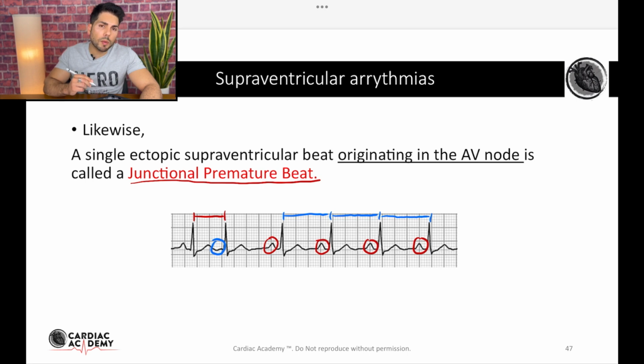So how can we tell these apart from a junctional escape rhythm or escape beat? With junctional escape rhythms or beats, there's gonna be sinus arrest. There's gonna be a pause. And then we have the depolarization. In this case, it's happening early. It's a premature beat. So when you see these junctional escape beats or a junctional premature beat, you have to take it into context. If there is a pause, it's a junctional escape beat. If there is no pause, that means it's occurring early, and that's a junctional premature beat.